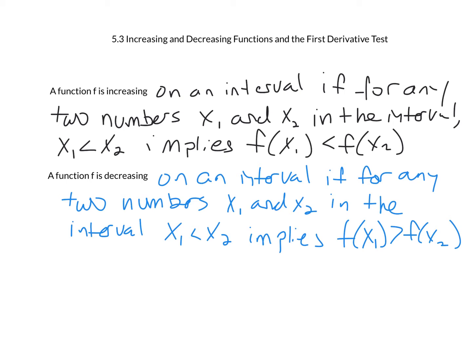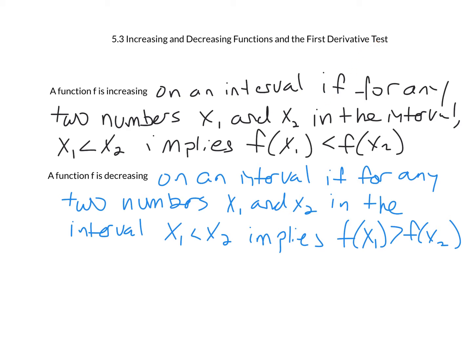The function f is increasing on an interval if for any two numbers x sub 1 and x sub 2 in the interval, x sub 1 is less than x sub 2 implies f of x sub 1 is less than f of x sub 2. What does that mean? Let's say here x's are 1 and 2, and 2, of course, is bigger than 1. So if your output for 2 is bigger than the output when you input 1, it's increasing, because your graph would be going up.